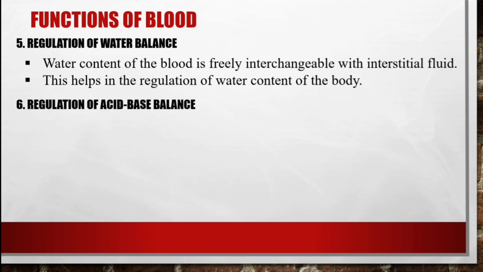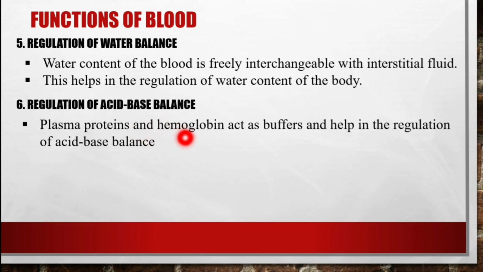Regulation of acid-base balance. Plasma proteins and hemoglobin act as buffers and help in the regulation of acid-base balance. Regulation of body temperature: because of the high specific heat of blood, it is responsible for maintaining the thermoregulatory mechanism in the body, that is, the balance between heat loss and heat gain in the body.